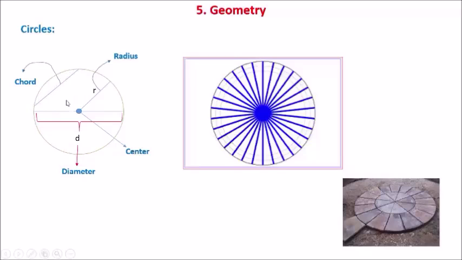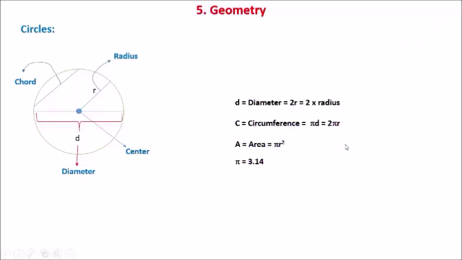Don't need to worry about the chord. You need to know what the center is, what the radius is, and what the diameter is. So this is just a circular kind of patio. You can see that when you walk from here to here, here to here, these diameters are exactly the same, and the radii are exactly the same. The diameter, as I said before, is exactly 2 times the radius. This is one radius, this is another radius, exactly 2r.